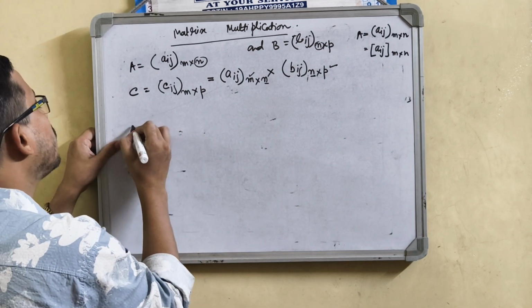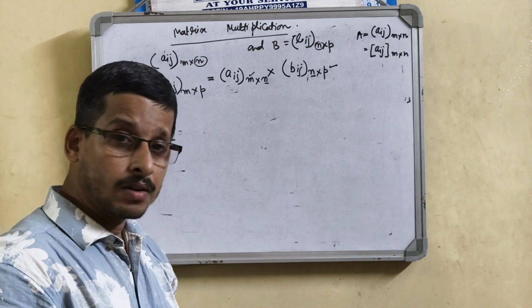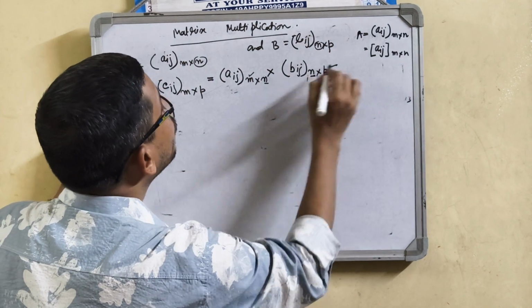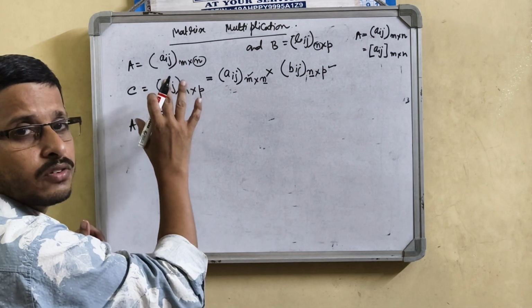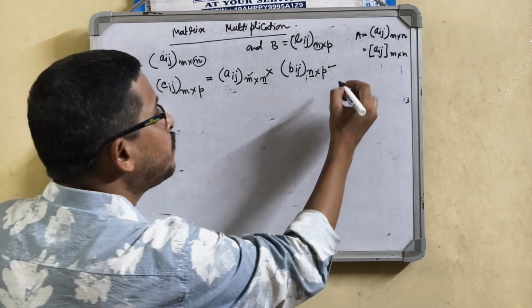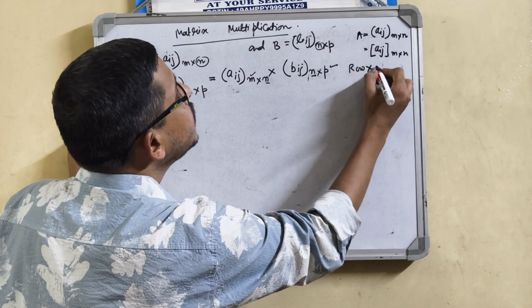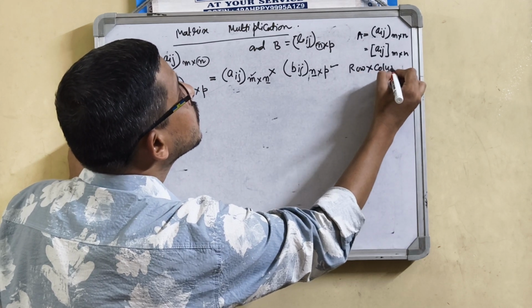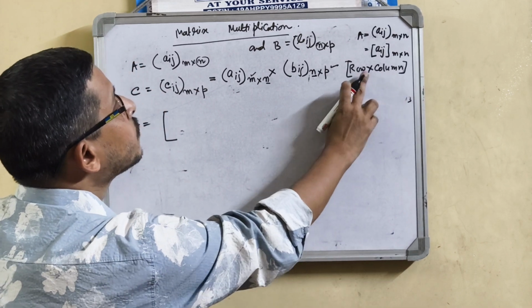Now let us give an example. What is the technique? The technique is: to get the resultant matrix, we have to multiply the row number of the first matrix with the column number of the second.